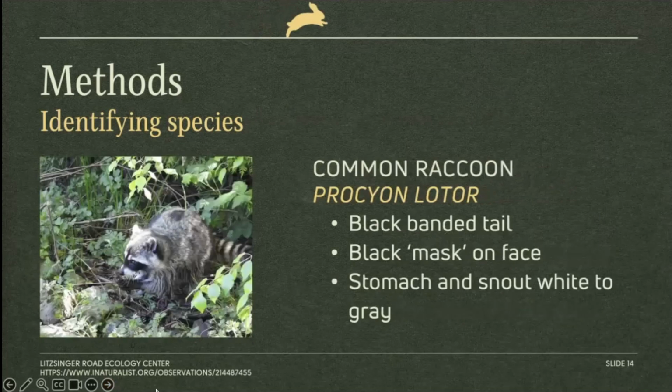Then we have the common raccoon, or Procyon lotor. And these have a black and gray banded tail. These are really easy because when you're looking at a trail camera, if you see it from behind or the front, they have pretty identifying characteristics, so you can pretty easily tell what it is. So from behind, they have the tail, and from the front, they have the black mask on their face. And their stomach and snout is white to gray.